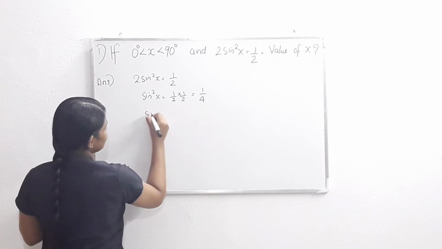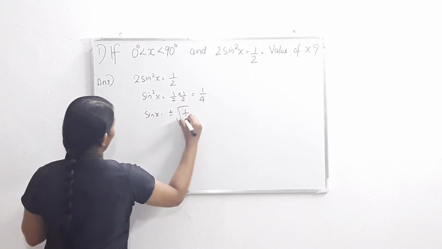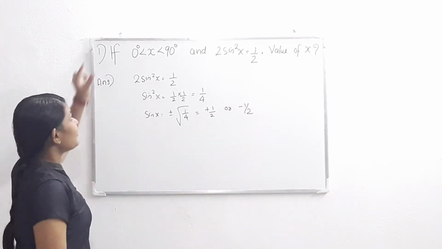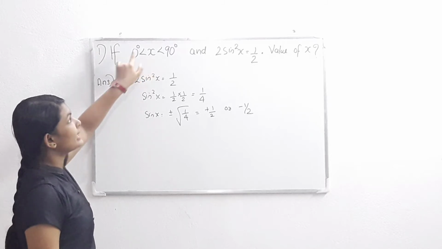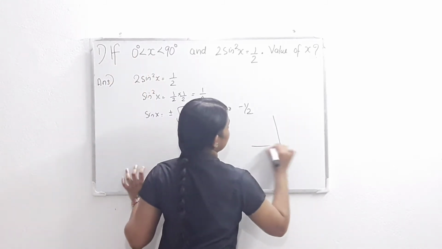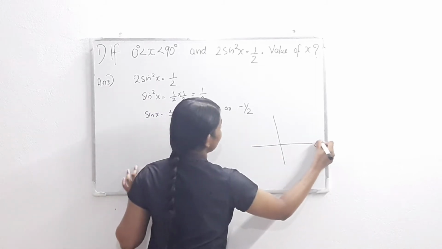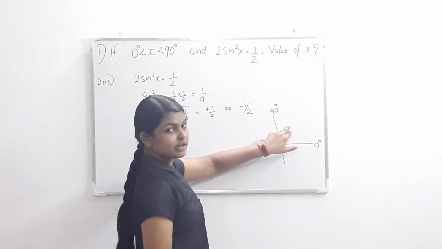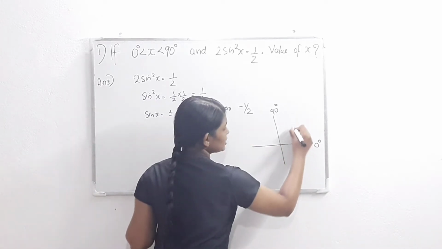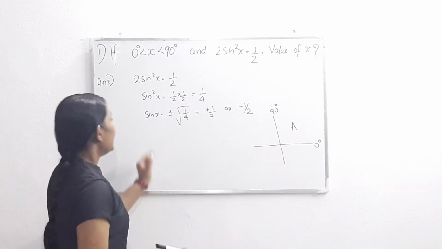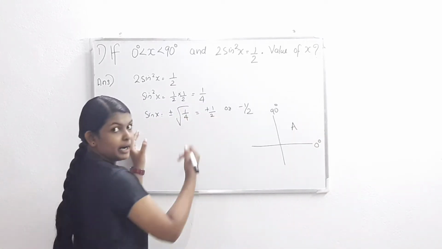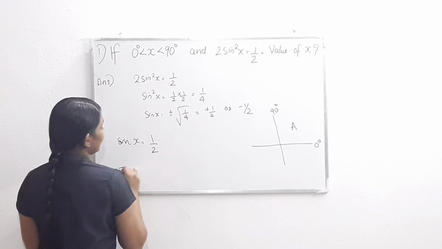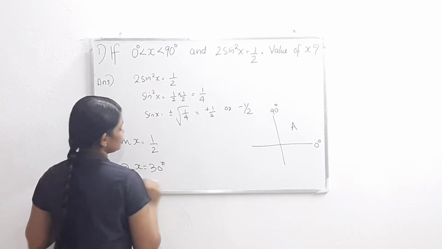So sin x will be equal to plus or minus root of 1 by 4, that is equal to plus 1 by 2 or minus 1 by 2. And it's further given that x lies between 0 degree and 90 degree, which means that the angle will lie in the first quadrant. From the previous section we know that in the first quadrant all trigonometric ratios are positive. So we take the positive value. We can derive that sin x is equal to 1 by 2, which implies x will be equal to 30 degree. So this will be the answer.